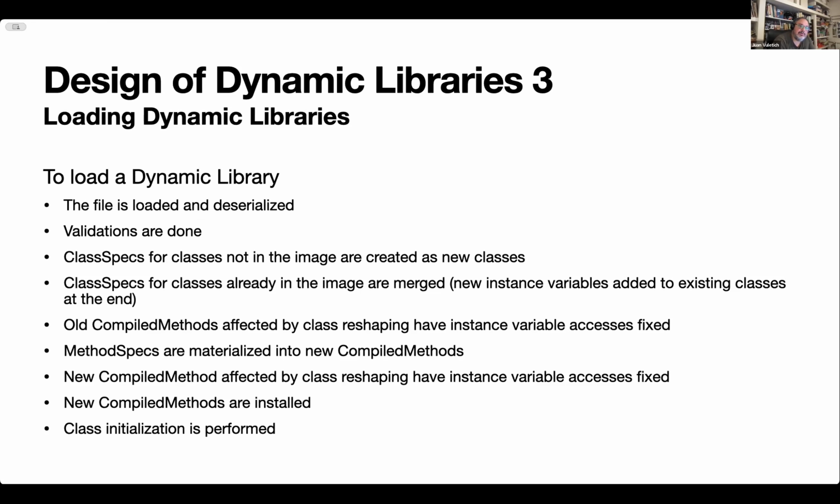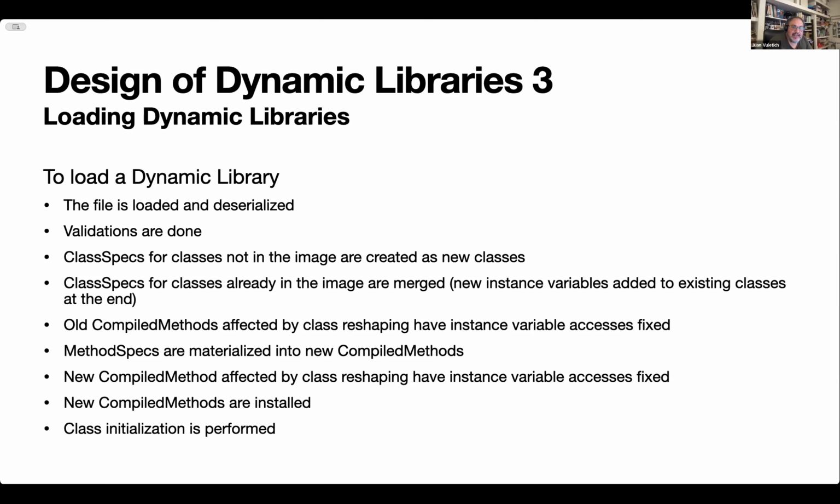So, loading dynamic libraries. Loading a dynamic library involves several steps. After loading the file and deserializing the objects, we need to run some validations. For instance, we require that every class spec included in the library that also exists in the system that is loading the library has the same parent. This applies recursively up to the hierarchy root. So the shape of the hierarchies needs to be the same. But the shape of the classes is not required to be the same.